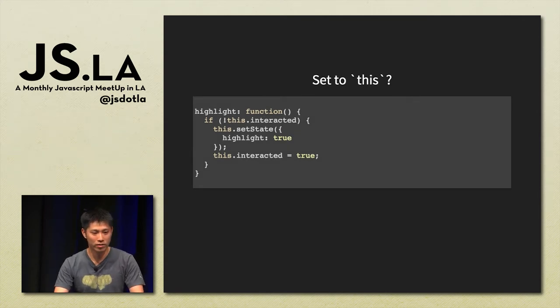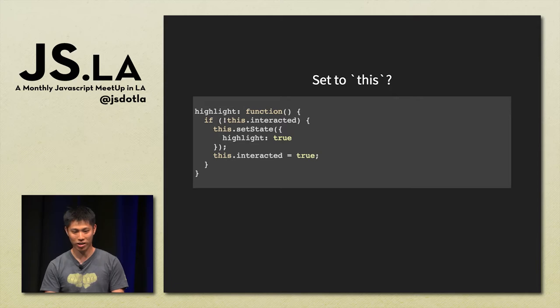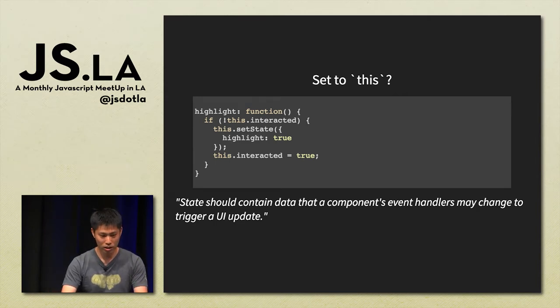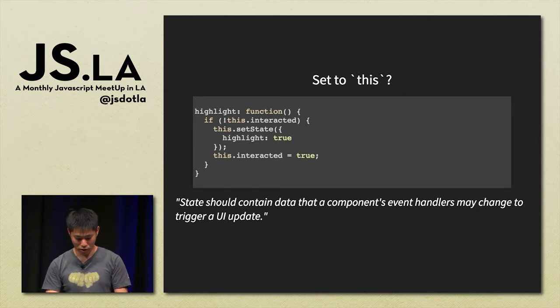Now, what about this? I've seen a lot of code that sets the value to this, and usually the explanation is that, well, we're not using this value to render the markup, so why not? Why can't I just set it to this? According to the documentation, state should contain data that the component's event handlers may change to trigger a UI update. So the value you are setting doesn't necessarily need to be actually inside the markup. As long as the value is being changed by an event handler, and it will be related to the rendering part, it should be set into the state.